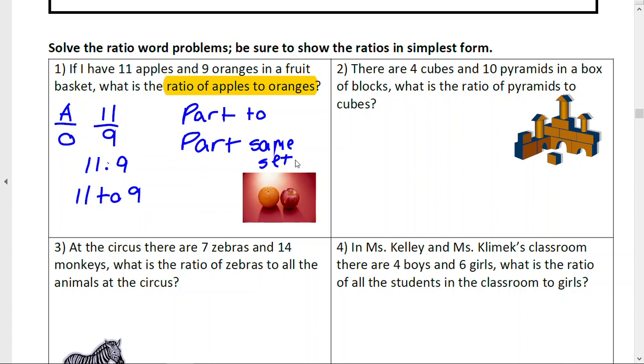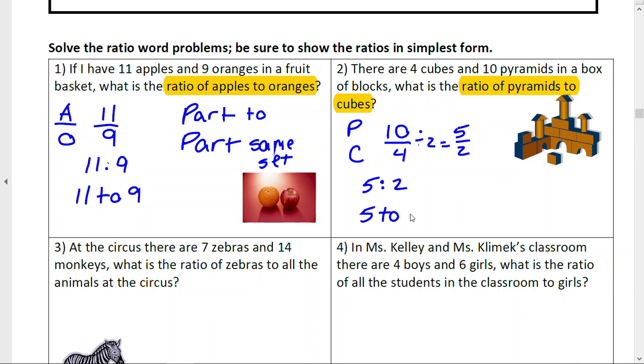Okay, the next problem, there are 4 cubes and 10 pyramids in a box of blocks. What is the ratio of pyramids to cubes? So we're going to highlight, we want the ratio of pyramids to cubes. So we're doing pyramids to cubes. There are 10 pyramids to 4 cubes. Now those are both even, so we can divide that by 2, and we get 5/2. So there's our fraction. Our colon is 5:2, and with the words, it's 5 to 2.